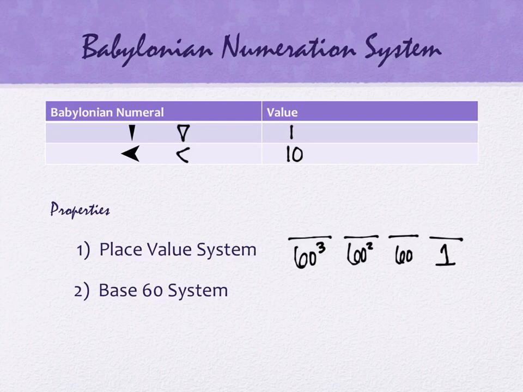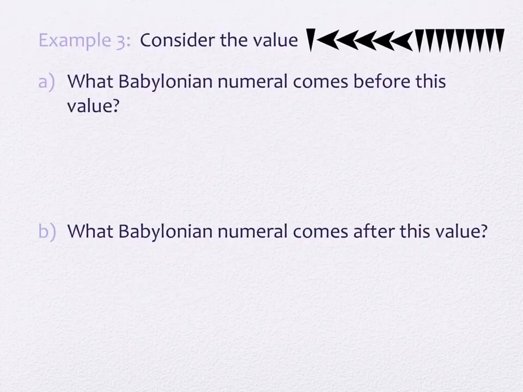That would be 59. But once we get to 60, we don't have the ability, because that's not how they did it, to just write 6 of the 10 symbols. They don't do it that way. They use a place value system. So I'm going to show you how to do that when we get to that point. But first, let's do those questions where we just look at what comes before and comes after.